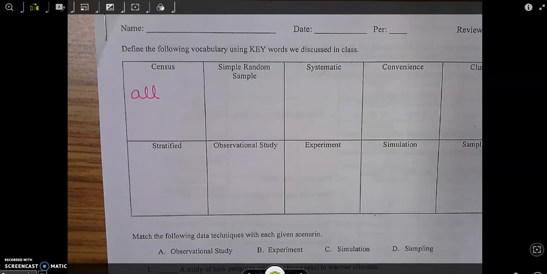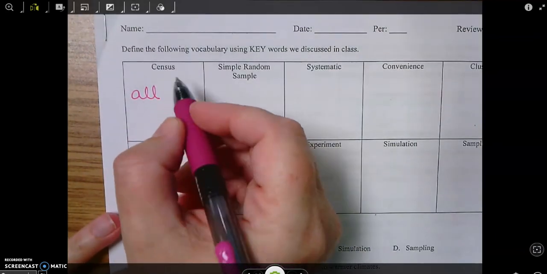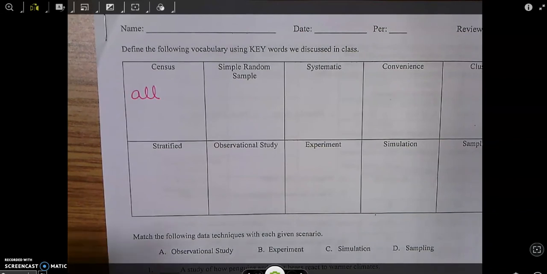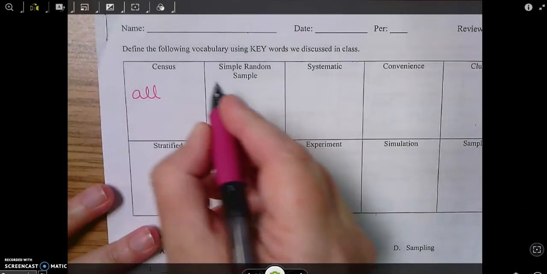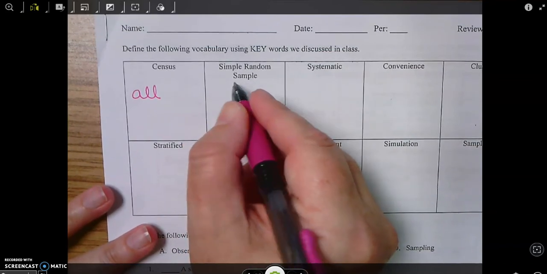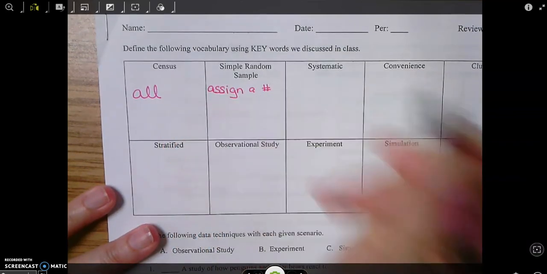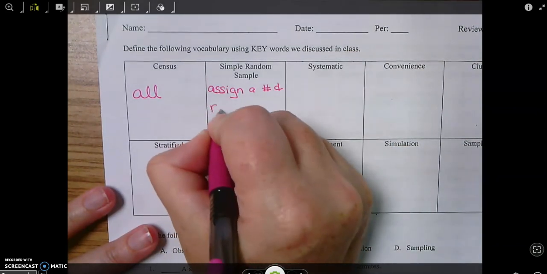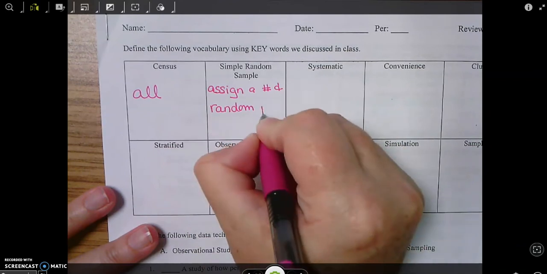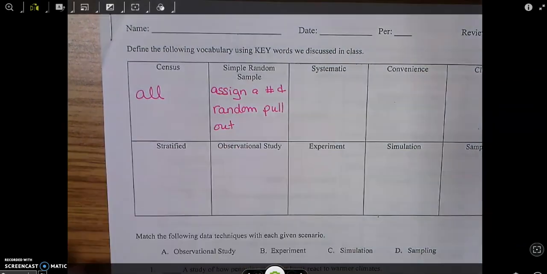So it's like the census that the United States does to count every person in America. Okay, again, we talk to everybody. Simple random sampling is when you assign a number, and randomly pull out. So, for instance, if I took everyone in your class and put their name into a bucket and then I swished it around and I pulled, that would be a simple random. Using a number generator would be simple random.